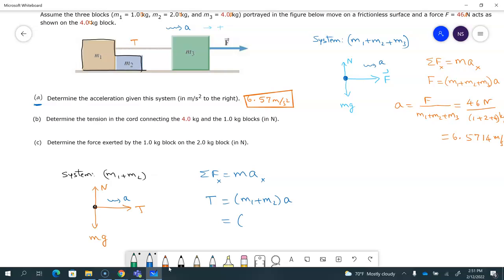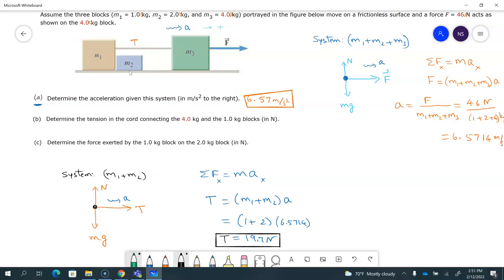So M1 is 1, M2 is 2 kilograms, and then acceleration is 6.5714 meters per second squared. So if I multiply that by 2 plus 1 is 3, so that will be 19.7 newtons. Okay, so I've got the tension T to be 19.7 newtons by looking at my system as M1 plus M2, right? Now, what if I had to just look at my system to be just M1, right?